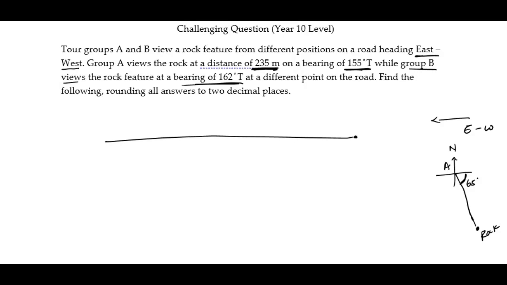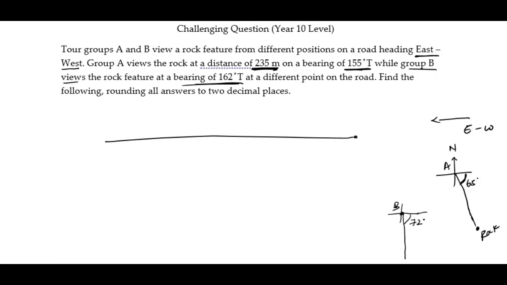Group B views the rock at a bearing of 162 degrees. So that's 90 plus 72 degrees, a little bit straighter than the previous one. That's the bearing Group B is watching it from. Both groups are on the same road at different points, and the rock position is exactly the same for both groups. The only thing that changes is where the two groups are placed.